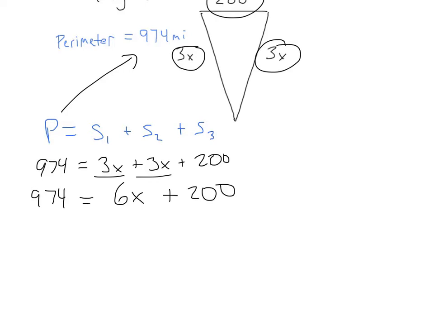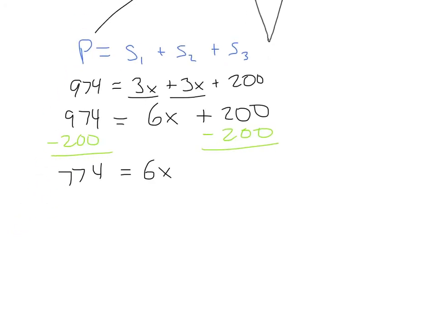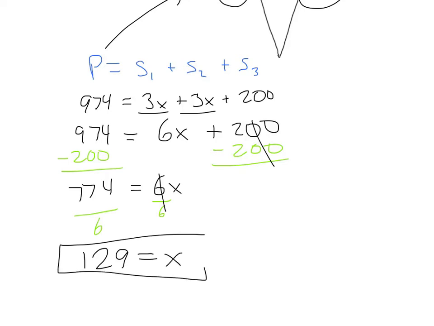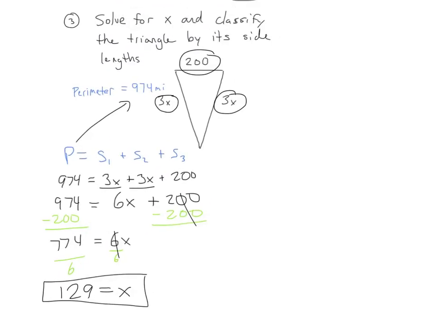Got to get x by itself, but this plus 200 is in the way, so I'm going to subtract 200. And that's going to get me 774. That equals 6x. So those cancel. And if I just divide by 6 and divide by 6, 774 divided by 6 actually gets you kind of an odd number, we don't deal with it much, but 129 equals x. Okay, so we solved for x, it's 129.